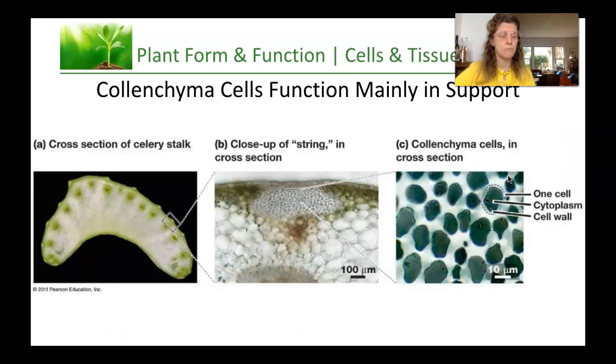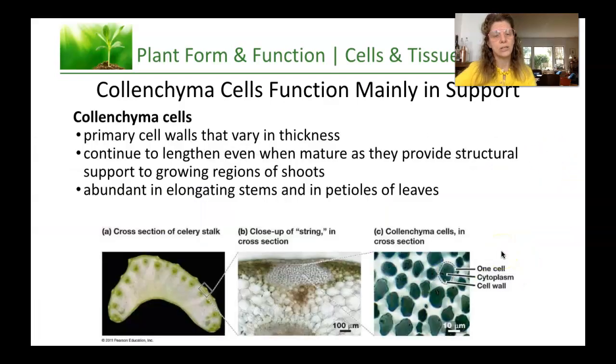Collenchyma cells function mainly in support. You can see the classic example, a celery stalk, and that stringy part is part of that structuring and support for the cell. We can see that here in a cross section of the collenchyma cells.